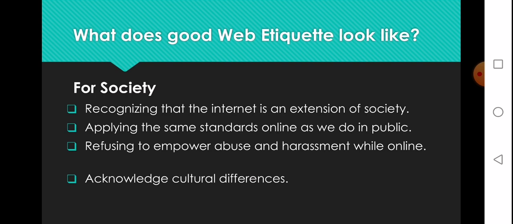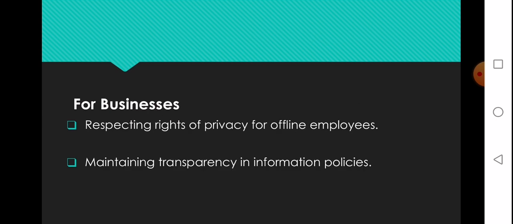So, what does good web etiquette look like? For society, recognize that the internet is an extension of society, apply the same standards online as we do in public, refuse to empower abuse and harassment while online, and acknowledge cultural differences. For business, first, respect rights of privacy for offline employees. Second, maintain transparency and information policies.